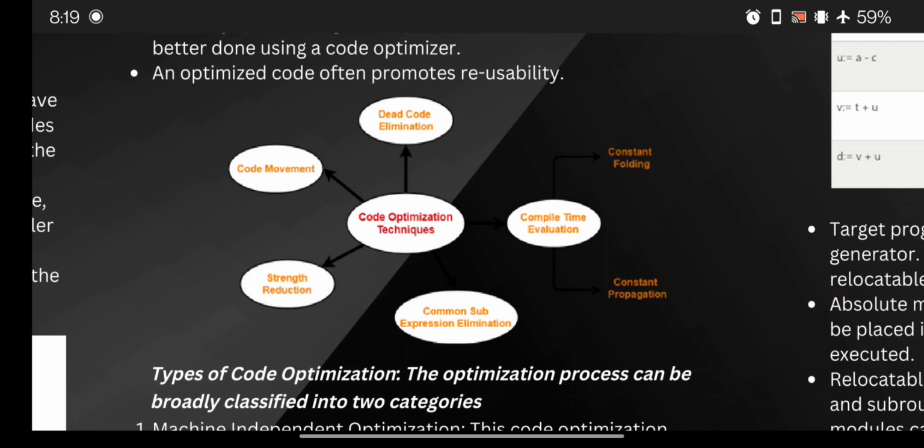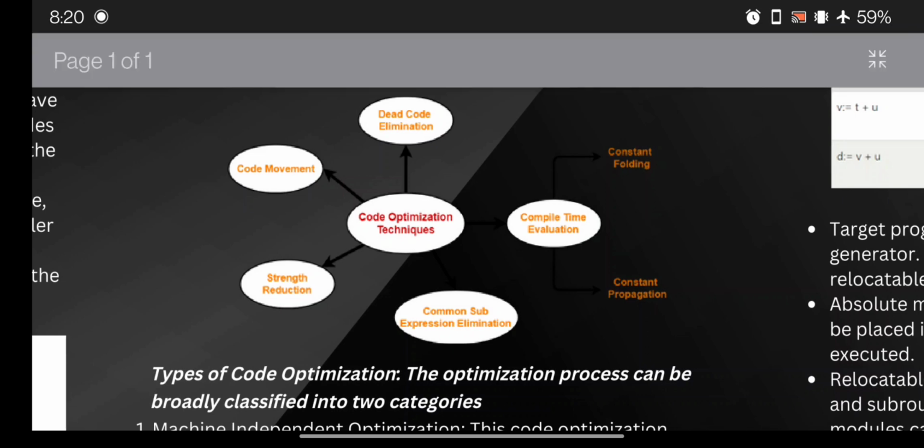And then common sub expression elimination, which uses DAG. DAG is directed acyclic graph, whereas it eliminates the common sub expressions. If there are any common sub expressions in the expression, then they will be considered as a single expression, thus eliminating the common sub expressions. And the compile time evaluation. The compile time evaluation can be done in 2 ways, which are constant folding and constant propagation.